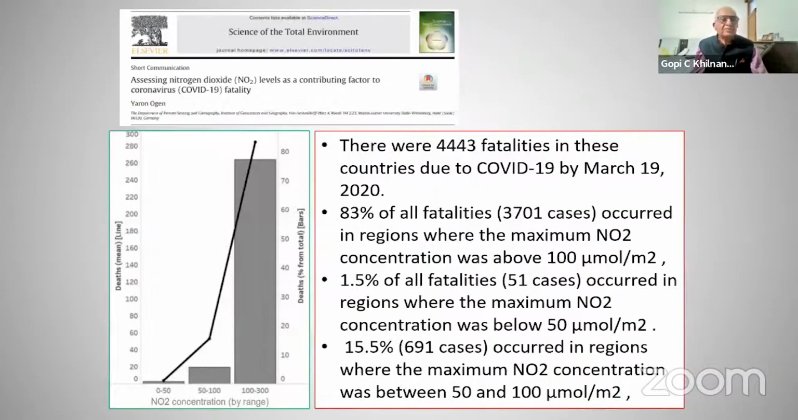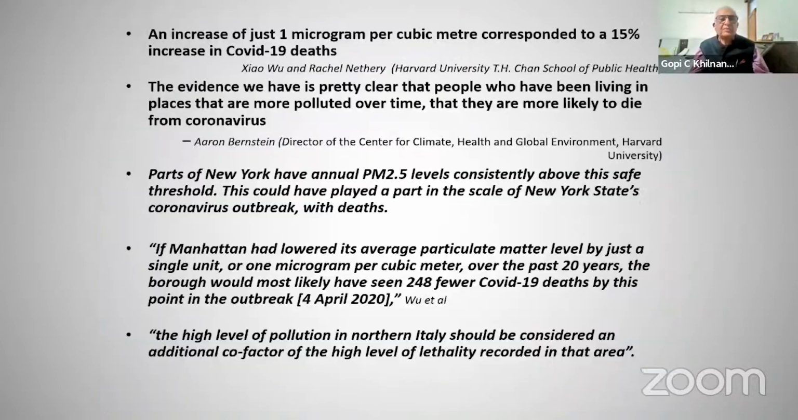Another evidence was there from Germany and other parts of Europe, when they correlated the mortality with the level of nitrogen dioxide. 83% of all fatalities occurred in regions with NO2 above 100, and 1.5% of all fatalities occurred in regions where the NO2 was below 50. That's a direct correlation of air pollution with COVID mortality.